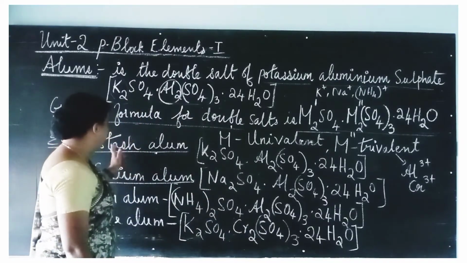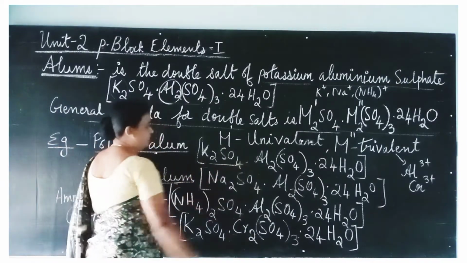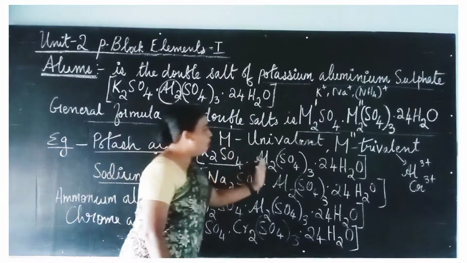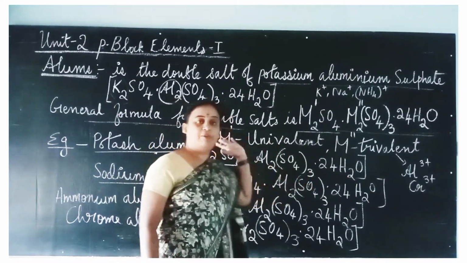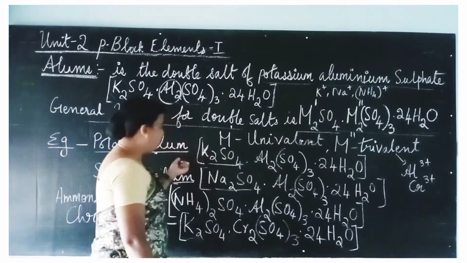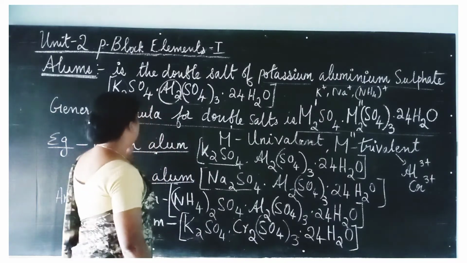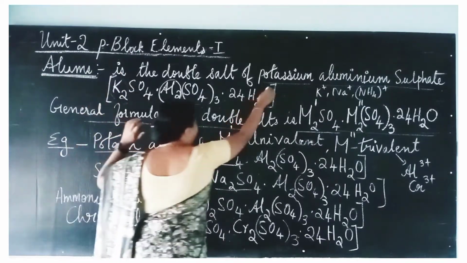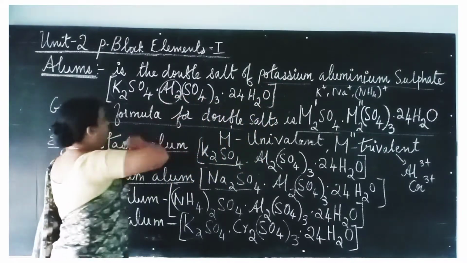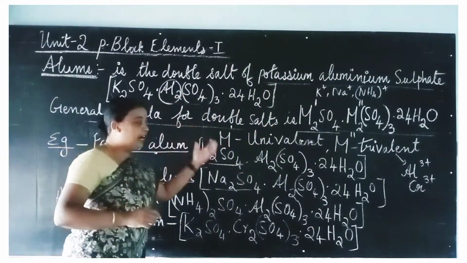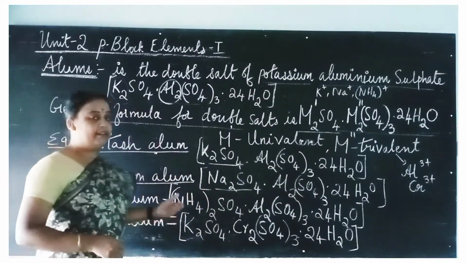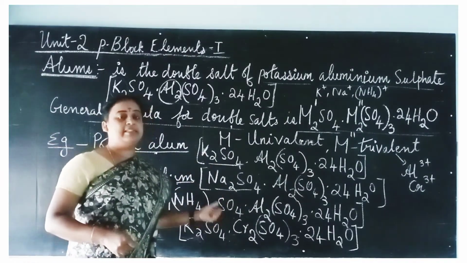Understanding? So it's a difference. Potash alum has potassium sulfate as the first salt, and sodium alum has sodium sulfate as the first salt. Everything else is the same in the molecular formula. If you study the general formula for alum, you can easily write all the other alums and memorize them.